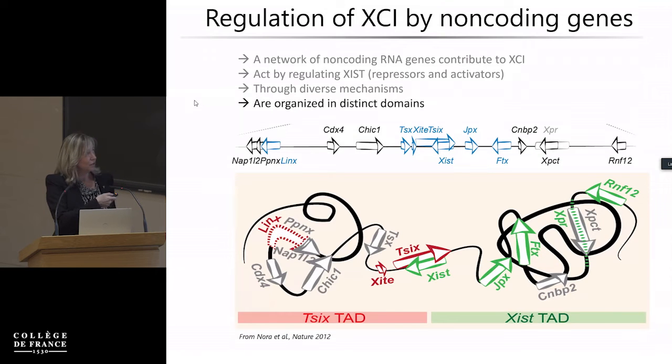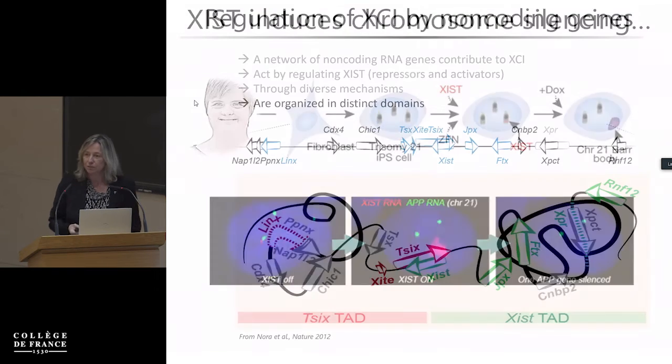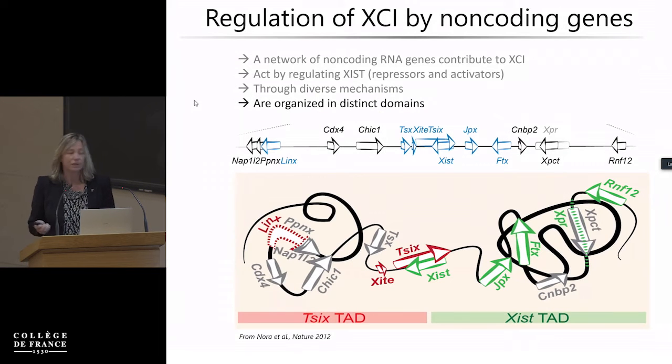and they are segregated not only on the linear scale, but also on the 3D scale, and that's what was shown by Elphège Nora in the lab of Edith, is that this region that controls X chromosome inactivation is organized into two topological domains. One domain that is rather involved in preventing X inactivation, and the other domain that is rather involved in promoting X chromosome inactivation.